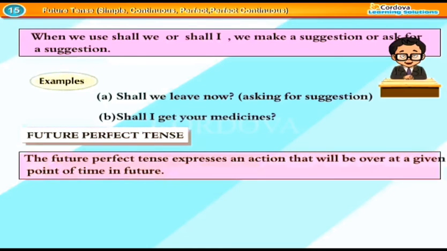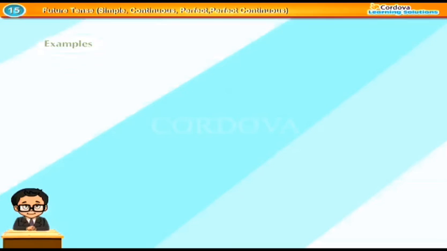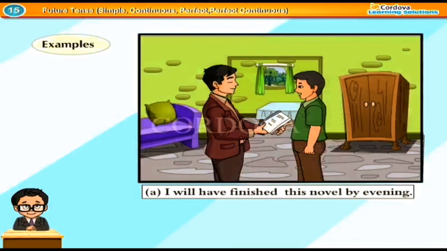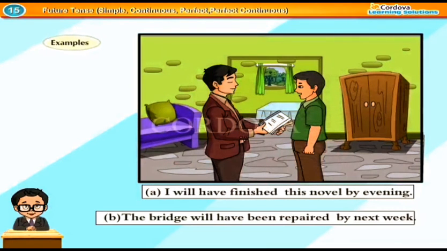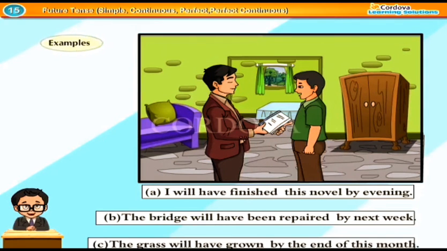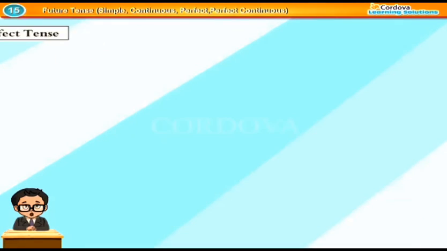Future perfect tense. The future perfect tense expresses an action that will be over at a given point of time in future. Examples: I will have finished this novel by evening. The bridge will have been repaired by next week. The grass will have grown by the end of this month.